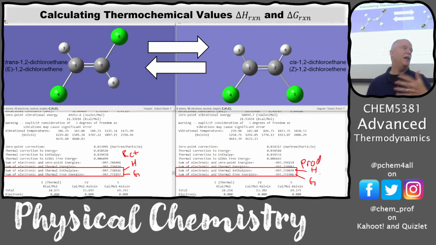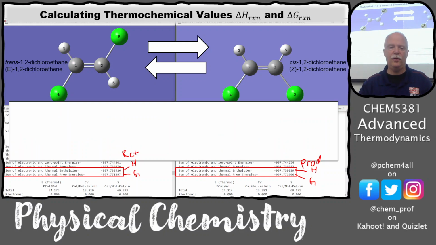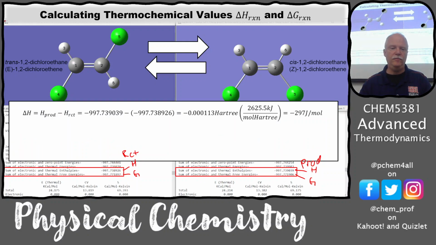So now we could do delta H and delta G. So it's pretty straightforward. So we're looking at this. So the delta H is the product minus reactants.